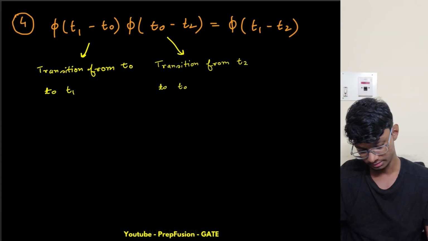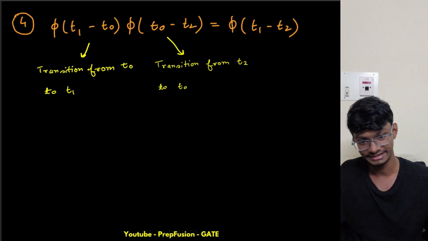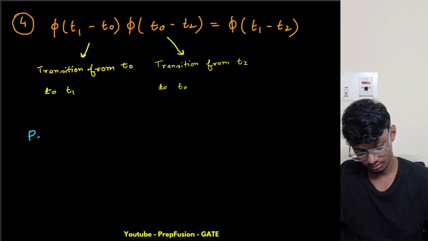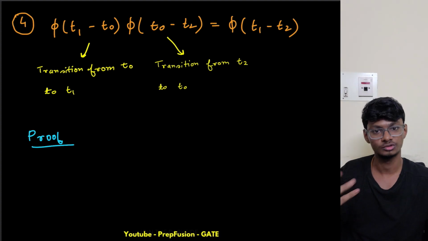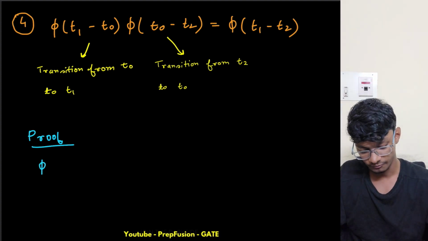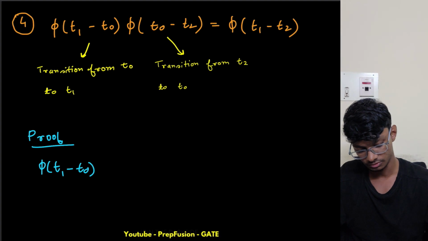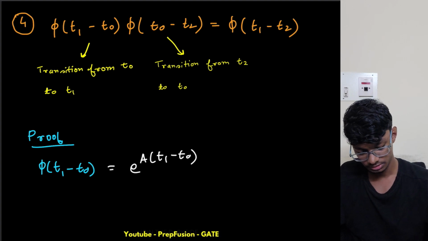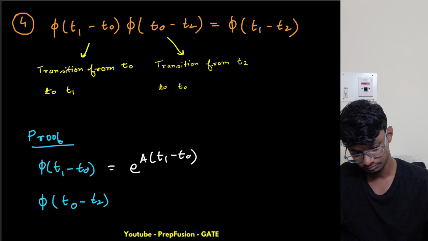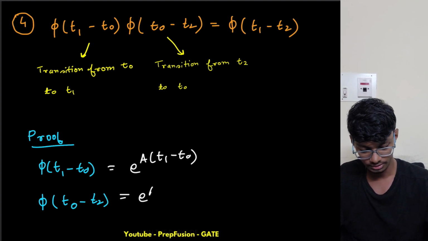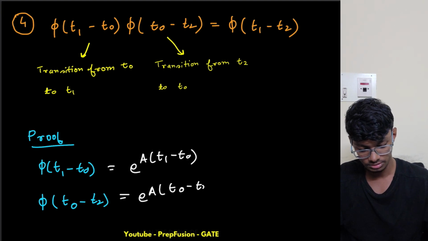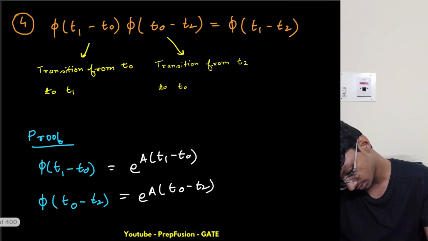Again, you can do the proof, the fake proof basically, with basic intuition only. What is phi of t1 minus t0? It is equal to e raised to power a (t1 minus t0). And what is phi of t0 minus t2? It is equal to e raised to power a (t0 minus t2). So these are all the equations.